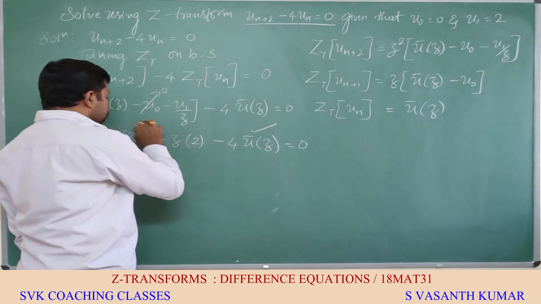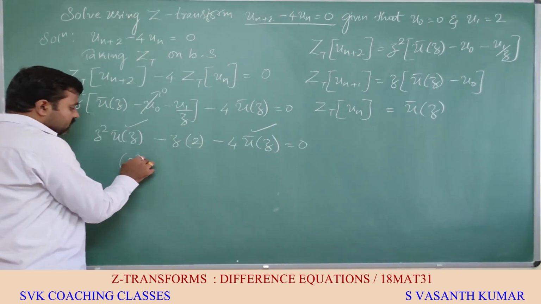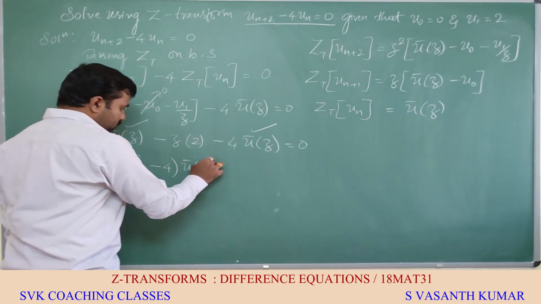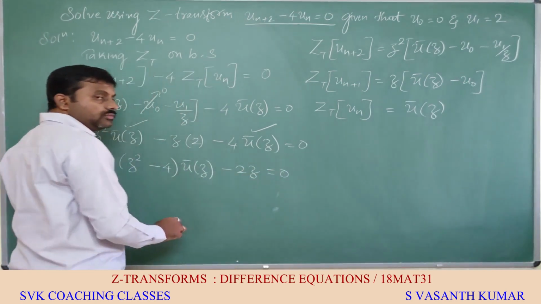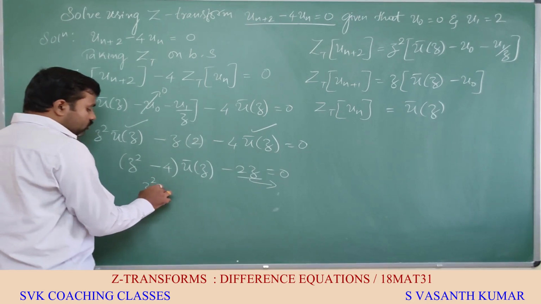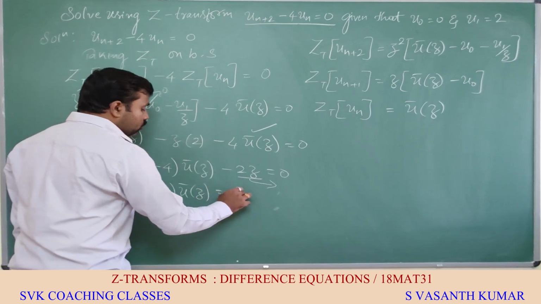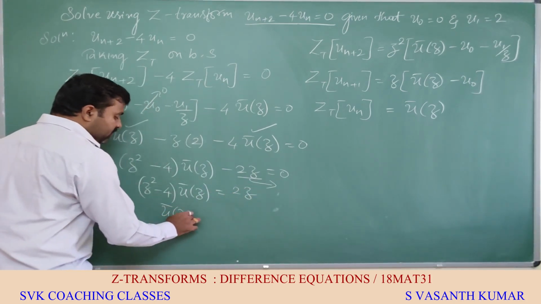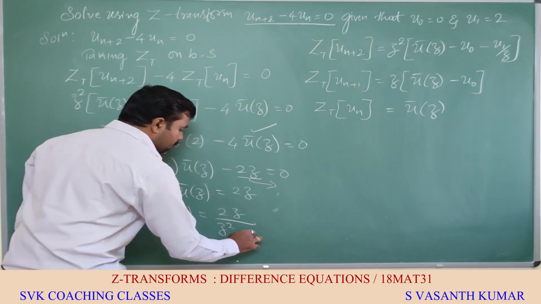Now collecting the terms of u bar of z, you are left with z square minus 4 times u bar of z minus 2z equal to 0. Now shifting this term to the right hand side, you get z square minus 4 into u bar of z equal to 2z. So u bar of z is equal to 2z divided by z square minus 4.